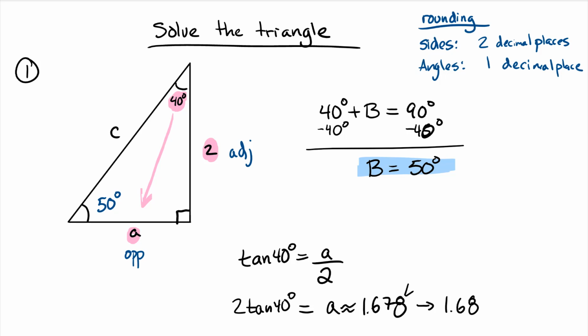When we start making a list up top, I use the squigglies. You don't need to use the squigglies. I do, because I'm a math teacher. It drives me nuts. So now I can replace it and say 1.68. Cool. Well, we still need to get C.